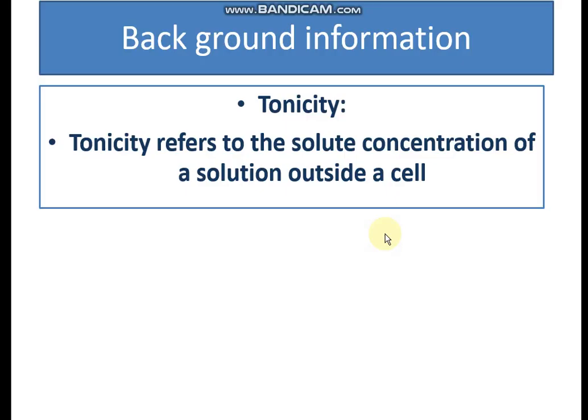Now look at this. Today we will learn another term, which is tonicity. What does tonicity mean? Tonicity refers to the solute concentration of a solution outside a cell. One thing which is very important to keep in mind is that whenever we talk about tonicity, we are talking about the outside environment. We are talking about the concentrations or conditions outside the cell. So tonicity is basically the solute concentration outside the cell.